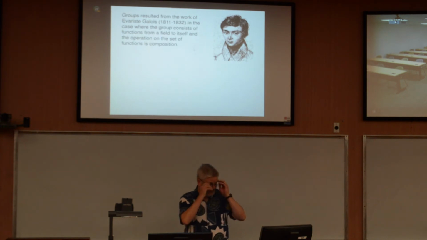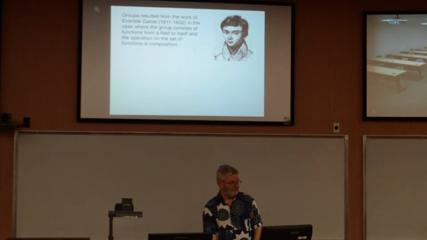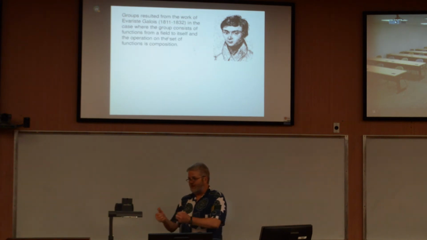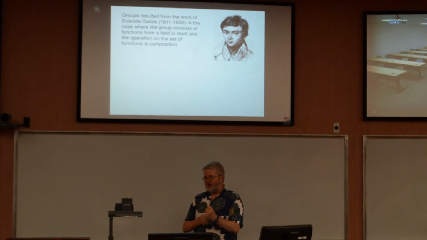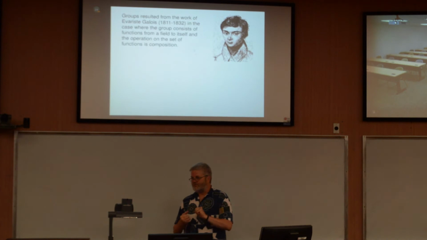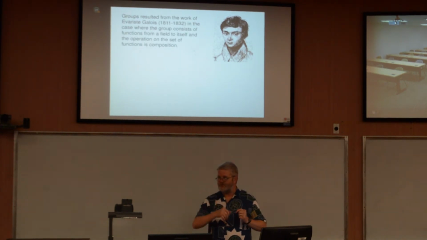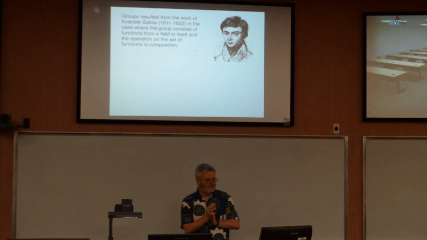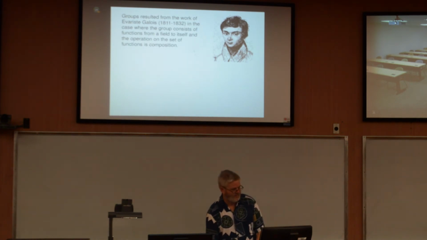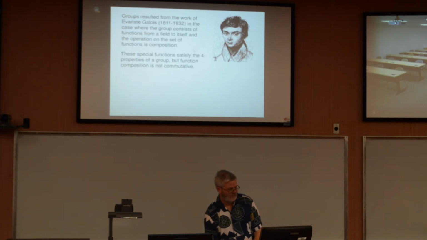The guy who first started defining groups was a guy named Évariste Galois, who lived in the early 1800s. This is a case where the group consisted of functions from a field to itself, and the operation was composition of functions. And composition of functions is not commutative. We'll talk about that later on in college algebra, composing functions. It's not a commutative operation, though. So these special functions satisfy the four properties of the group. The function composition is not commutative.